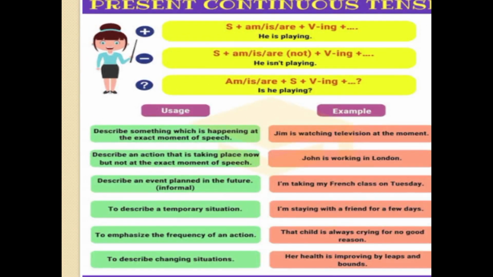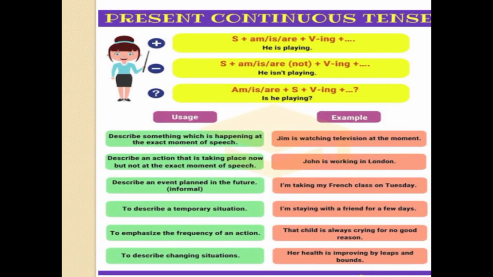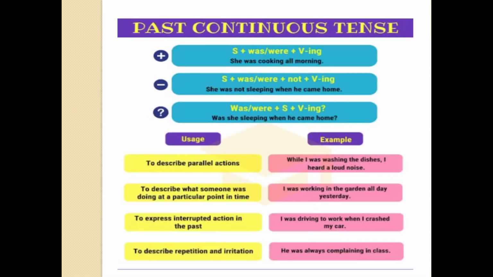I have given you some examples also. You can go through them, like John is working in London. I'm taking my French class on Tuesday. I am staying with a friend for a few days. Then there is past continuous tense. In past continuous tense, the same structures and patterns of the present continuous tense will be followed, only the helping verbs will be changed and was and were will be used instead of is, am, are. The rest of the things will remain the same.